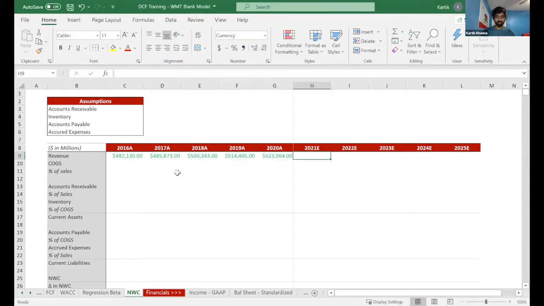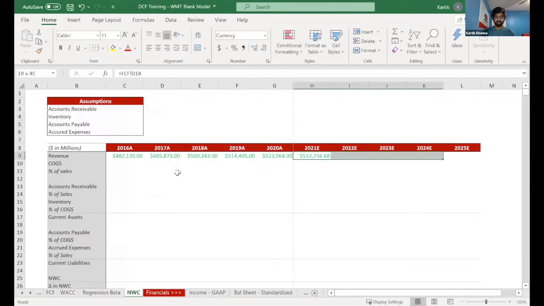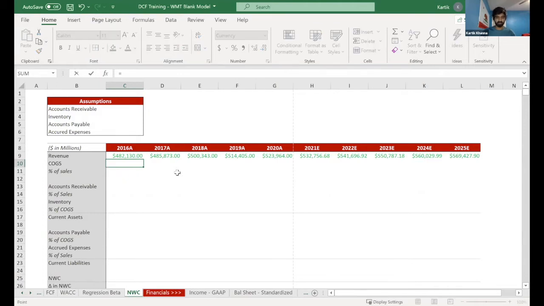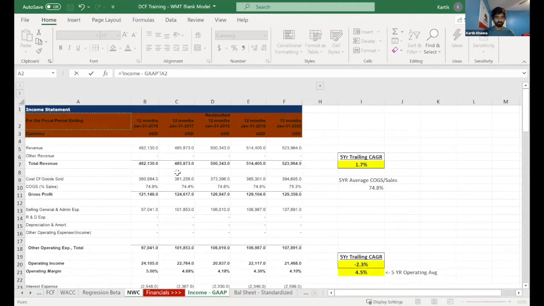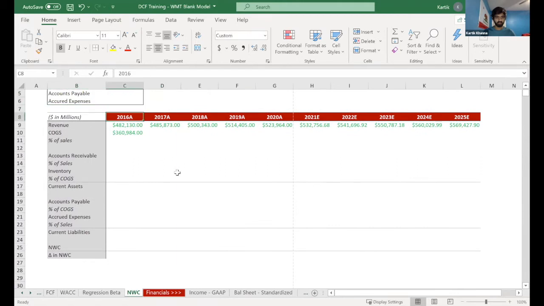All right, and then now we're going to just pull forward the revenues that we projected out in our free cash flow tab. Move that forward, Control R, and we are good to go. Now, we are also going to pull our cost of goods sold from the historical income statement. So we're just going to go 2016 here as before, and just move that forward. Alt ESF, and that pulls it forward without messing up our formatting.